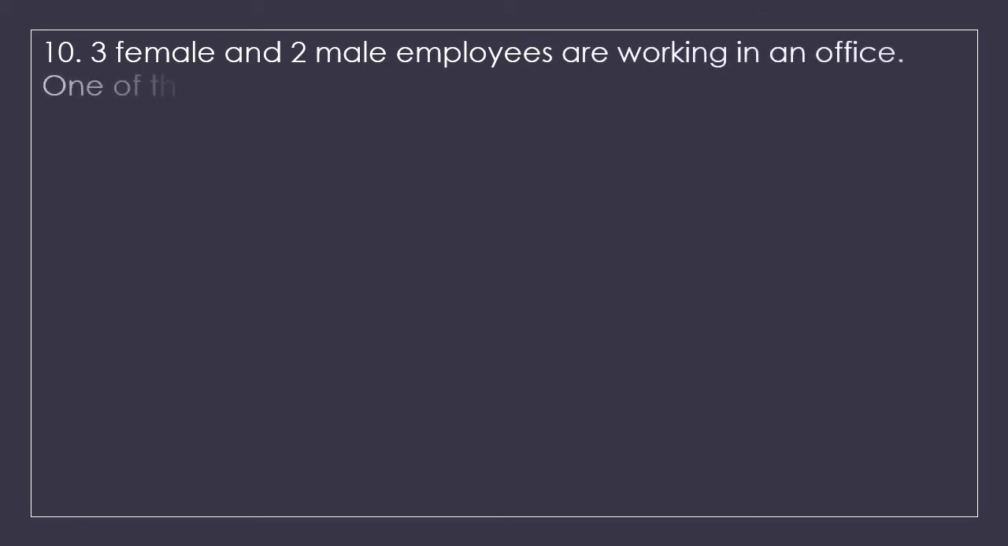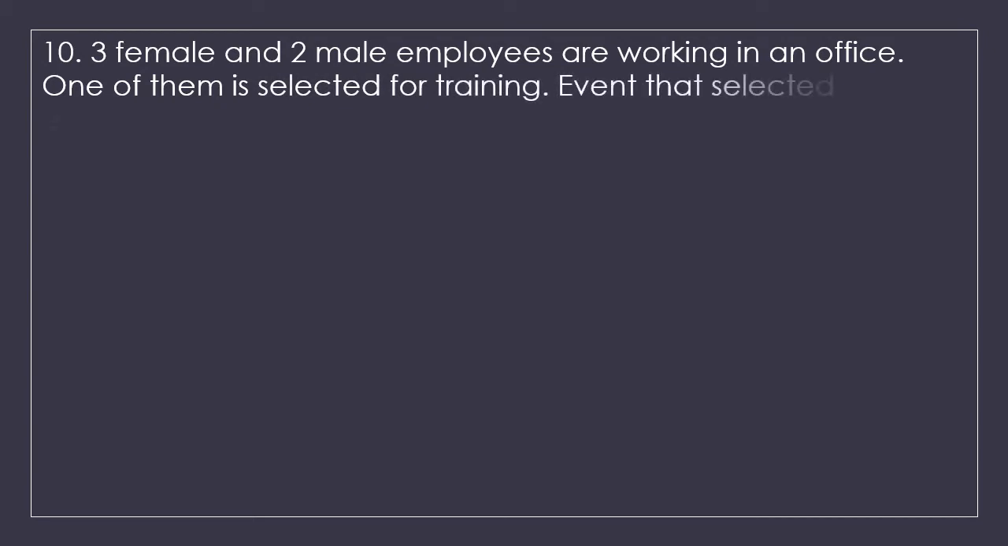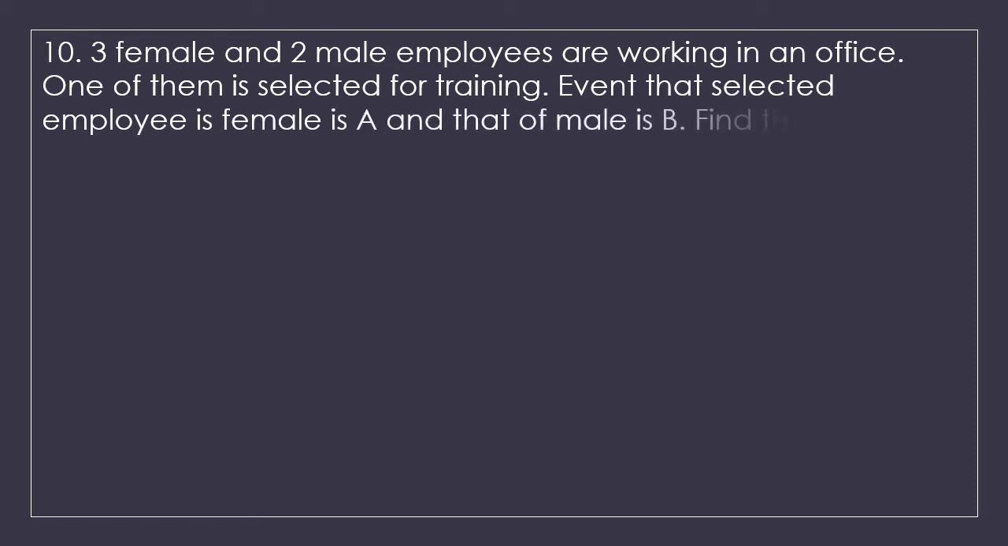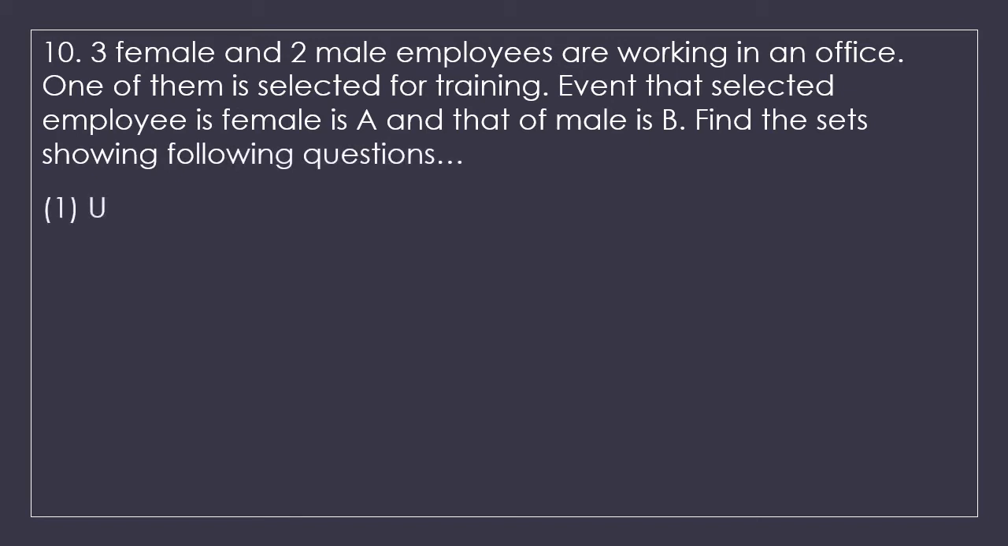Question number 10. 3 female and 2 male employees are working in an office. One of them is selected for a training event. That the selected employee is female is A, and that the selected employee is male is B. Find the sets showing the following. First one, as usual, write down the sample space. So we have 3 female and 2 male employees. We are only going to select one. So the sample space here will be female 1, 2, 3 and male 1, 2.